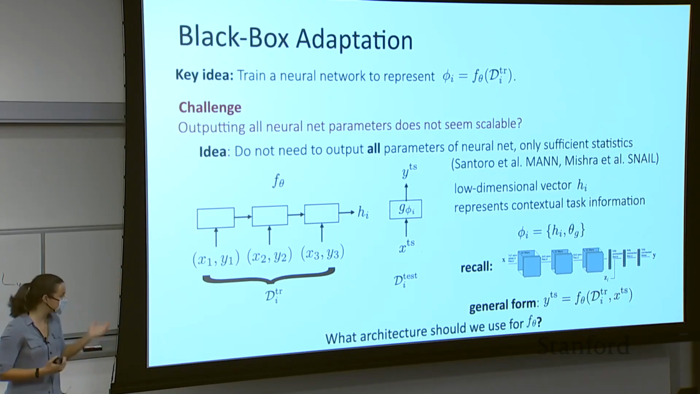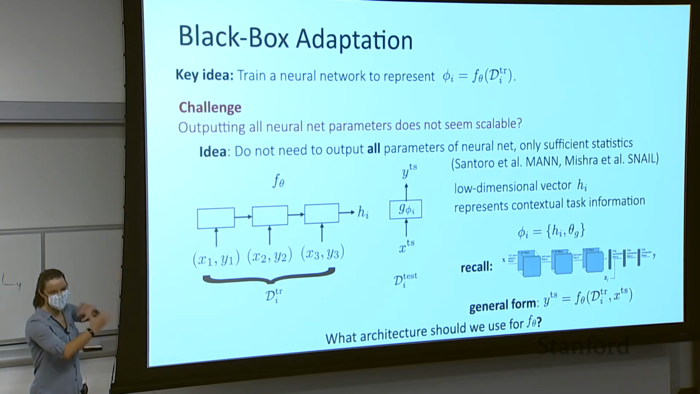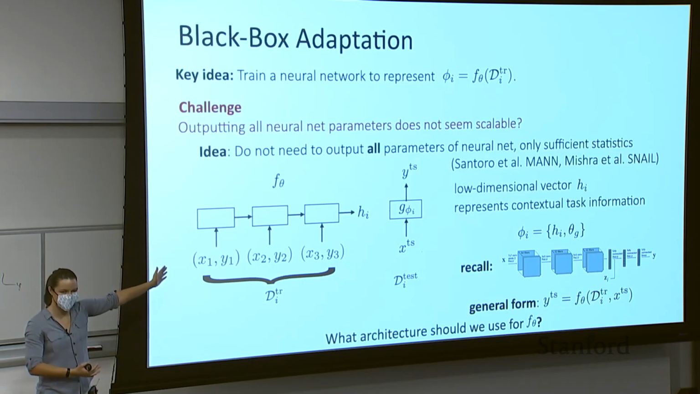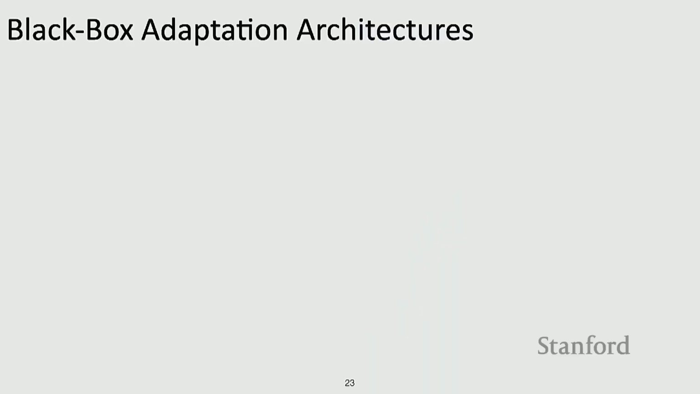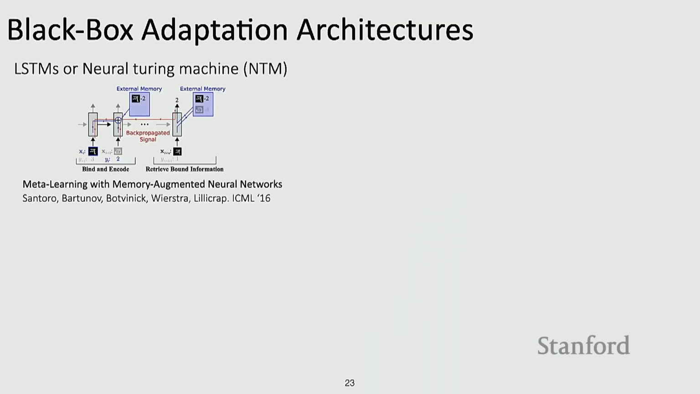Now, speaking of RNNs, one natural question is, this is one way to represent it: we have a black box neural network that takes as input a data set and a new test example and outputs predictions. What architecture should we actually use for F theta? There are a variety of choices here. One of the initial examples that looked at this kind of problem used either LSTMs or what's referred to as a neural Turing machine, which has a form of external memory that it uses in the learning process.